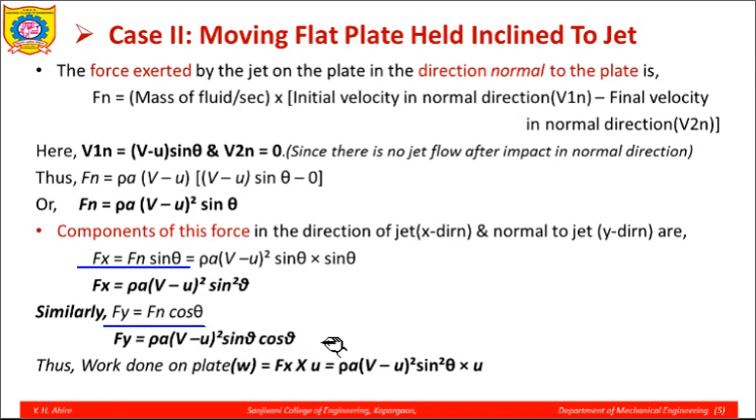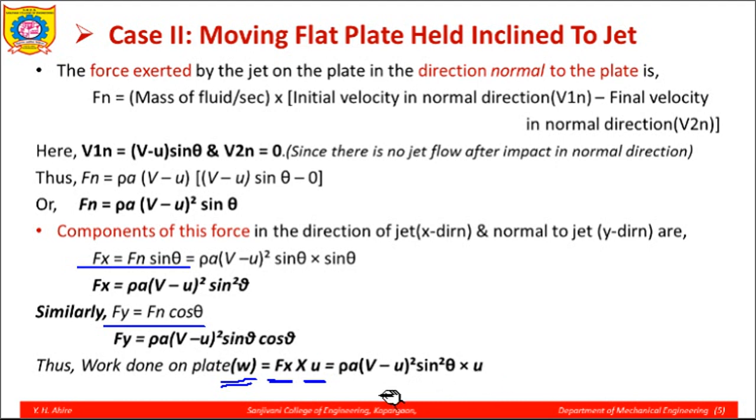But our plate is moving in the x direction. Therefore, the work done by the jet on the plate, W, is calculated as the component of the force responsible for the motion of the plate in the x direction, which is Fx, multiplied by the distance moved by the plate per unit time, which is small u, right? So Fx into u gives you the work done by the jet on the plate. So this is equal to rho a (V minus u) bracket square sin square theta into u.